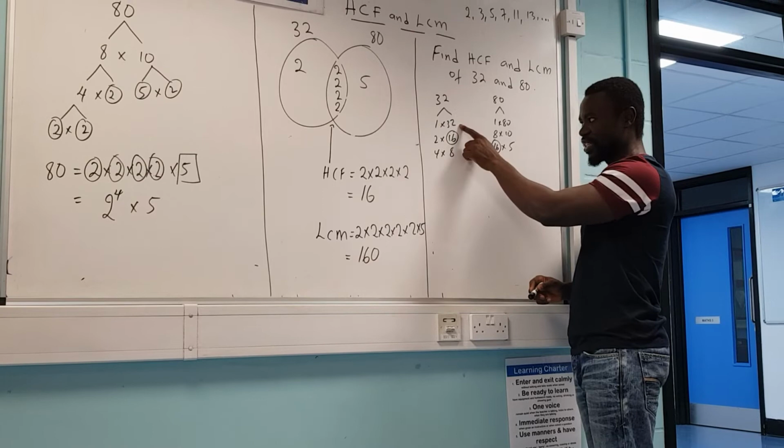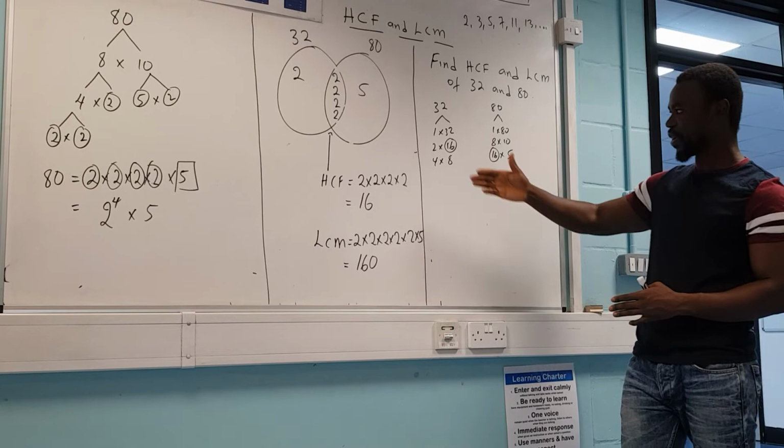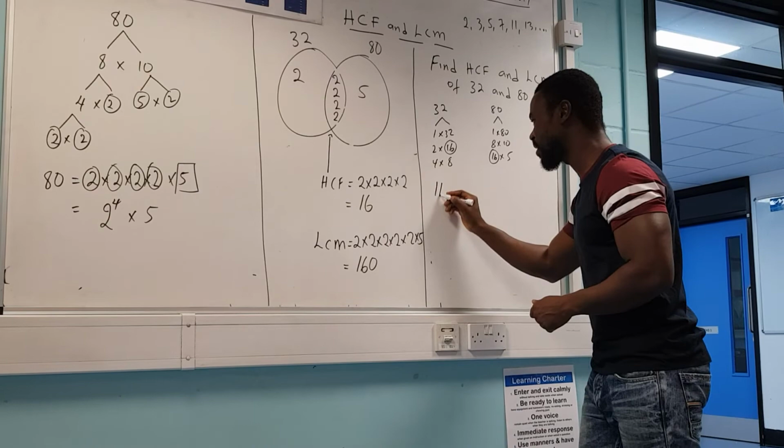When I go to the 80 times table, I know that the highest numbers there, you have the 80, you can have 20, but there's no 20 here. So the second highest will be 16. That's why I stopped. So we can see that HCF equals 16.